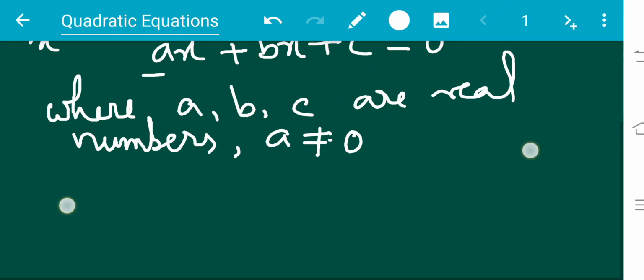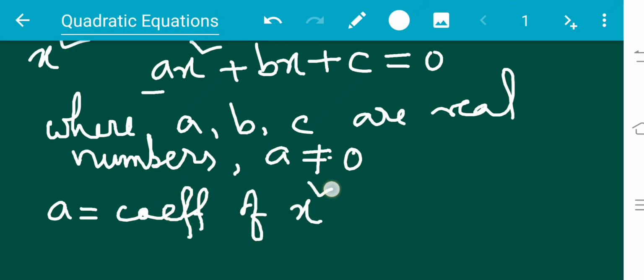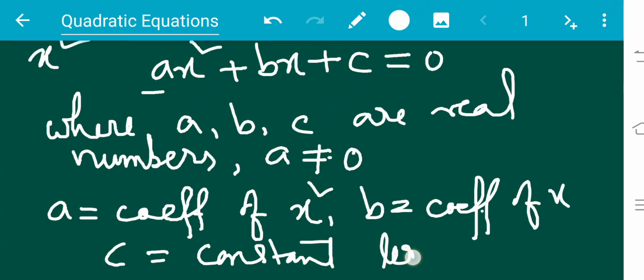So in this quadratic equation, a is equal to the coefficient of x square. b is equal to the coefficient of x, and c is equal to the constant term. Clear?